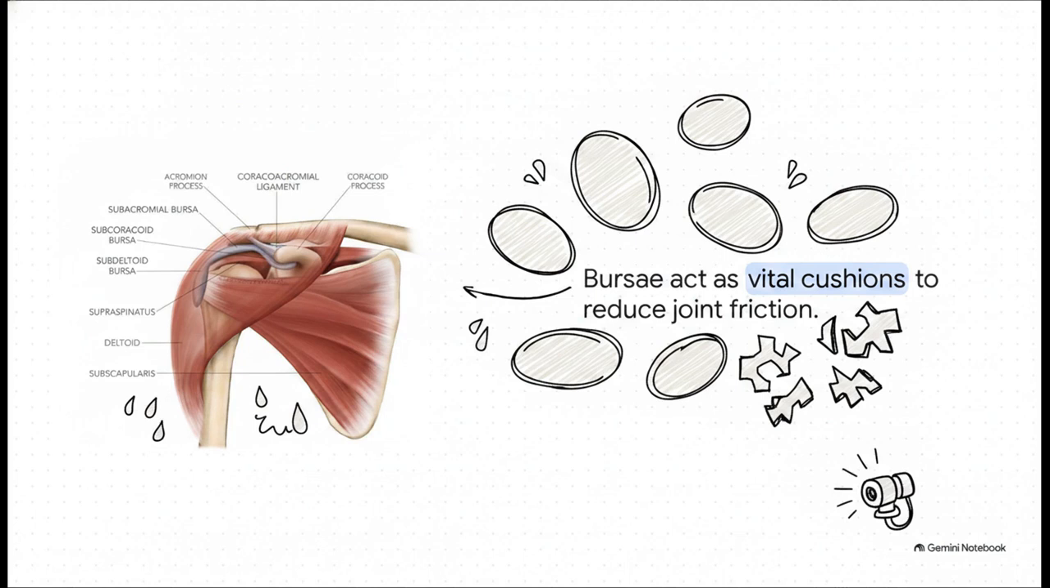A bursa is essentially a synovial fluid-filled sac. You have the subacromial, subdeltoid, subcoracoid, and subscapular bursa. Their entire job is to act as vital cushions, effectively reducing friction between those moving tendons and the hard bony prominences. When these get inflamed, you get bursitis or impingement, which usually leads a patient straight to the operating table for a decompression, setting you up to use codes like 29822 or 29826.